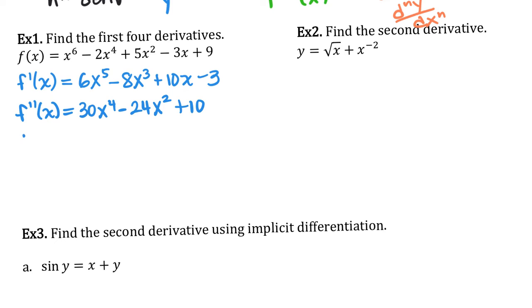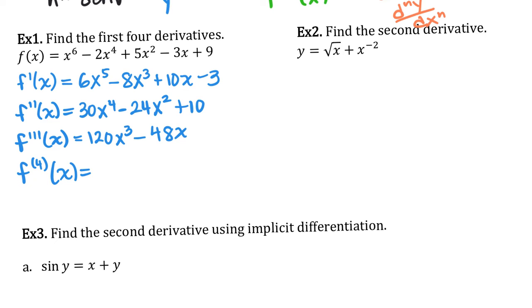Let's go ahead and do f triple prime of x. So I'm going to take the derivative of f double prime of x. Okay, bring down the 4, 120x to the third minus 48x. Okay, let's do the fourth derivative. Okay, so I'm going to take the derivative of the third derivative to get the fourth derivative. So I bring down the 3, I get 360x to the second minus 48. And so I've taken the first four derivatives of f of x. Okay, let's go ahead and look at example 2.